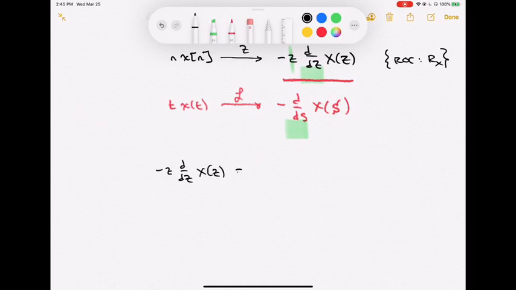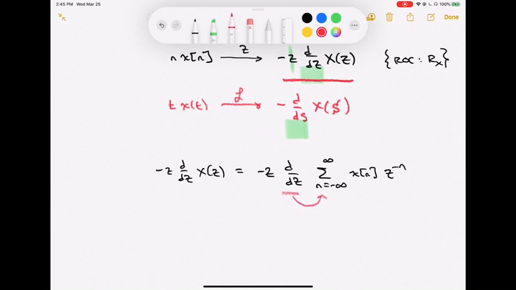But what is X of z? I know by definition X of z is just a summation on n, going from minus infinity to infinity, x of n, and I have z to the minus n. Now a derivative of a sum can be done as a sum of derivatives because differentiation is a linear operator. So I can go ahead and simplify this a bit.